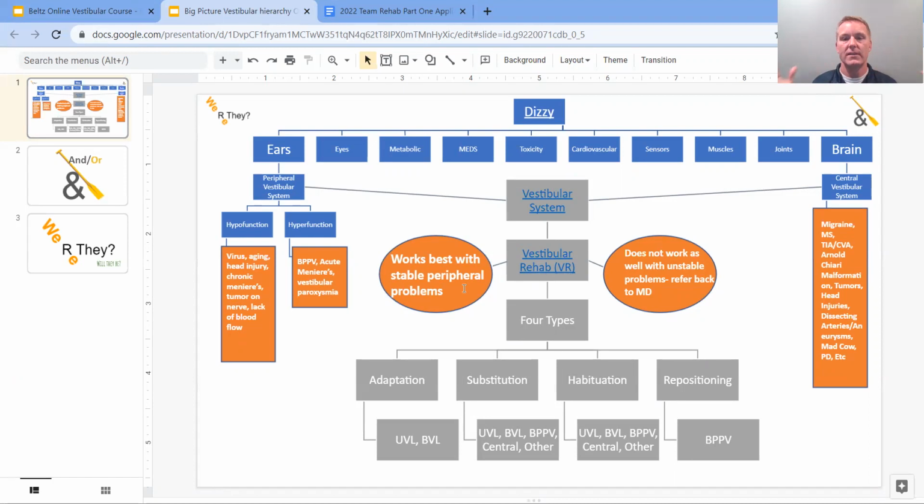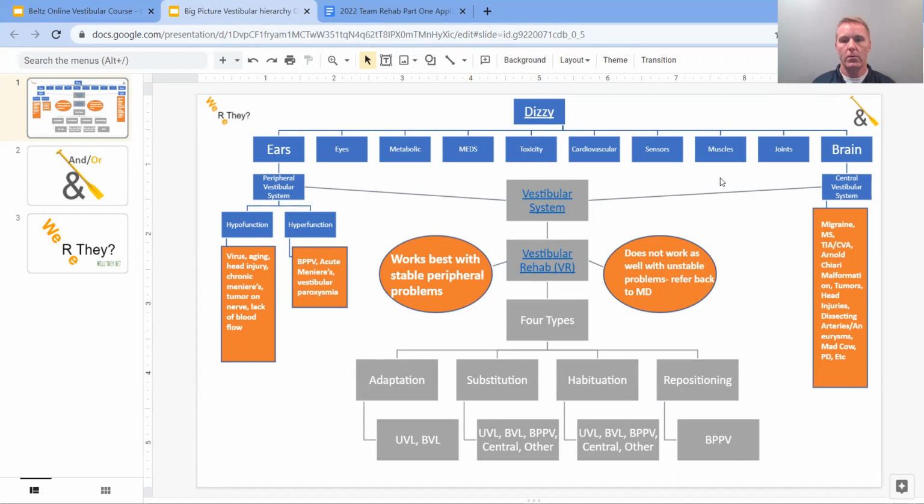So that's the big picture of dizzy. Somebody says they're dizzy. This is the map that is going through my mind. Is there an inner ear component? Is there a brain component? Are there other reasons for dizziness?